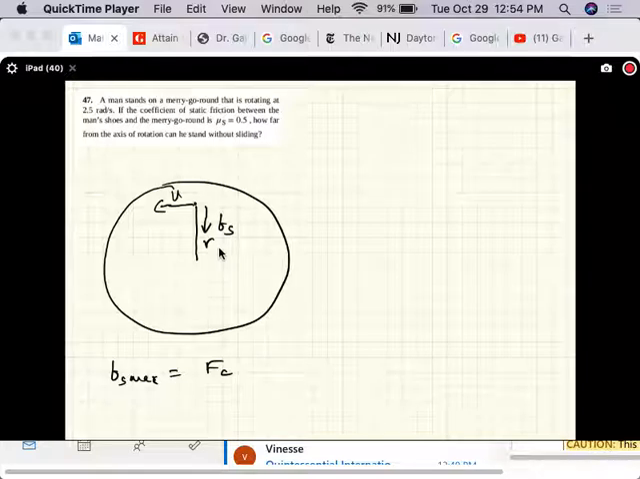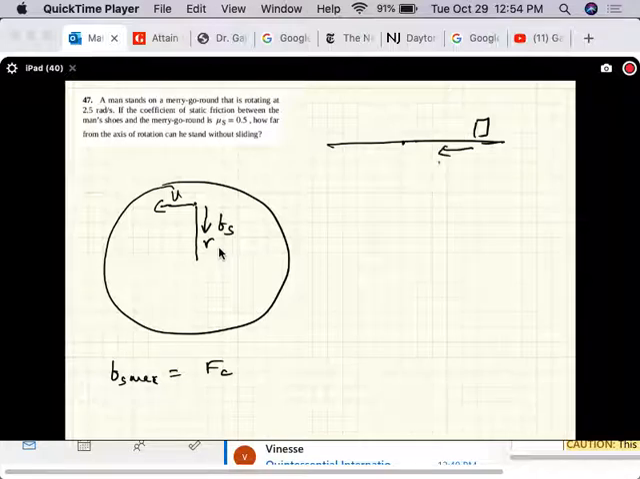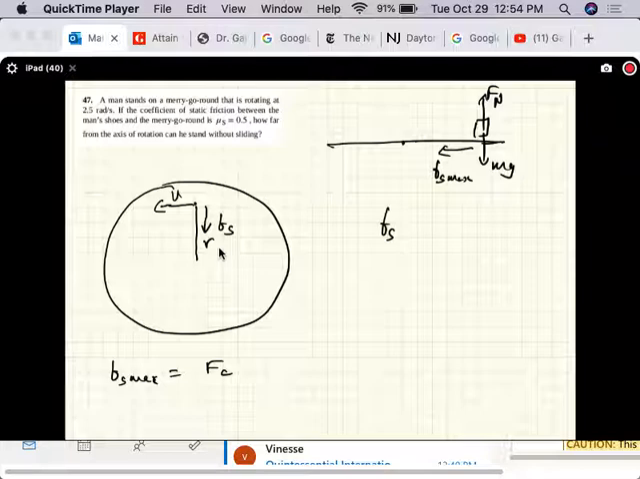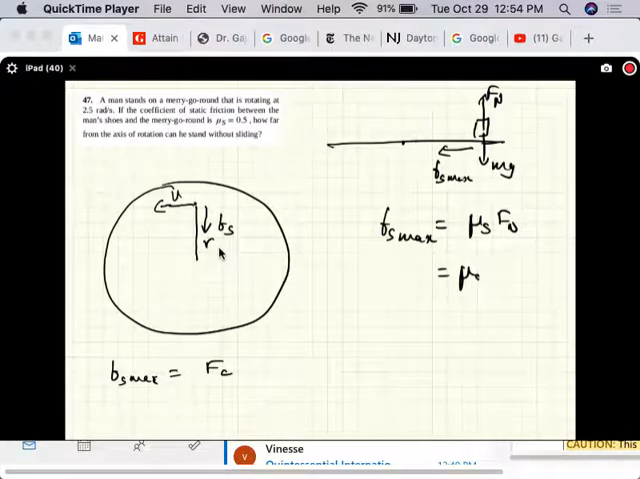All right, so this is the top view of the situation. Let me do a side view. Here is the side view, and here is the man standing. Here is the static friction force that's providing mg. Here's the normal force. So Fs max is mu s times F normal, equal to mu s times mg, and this is Fs max.